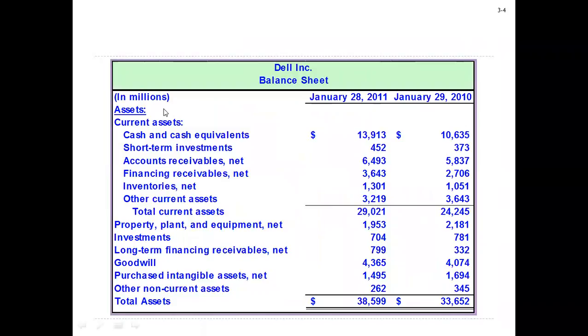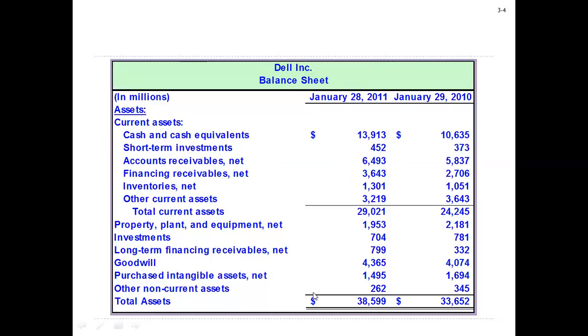So notice that on this balance sheet, assets are shown in two separate groups. Current assets. Current assets are generally, as we'll see in the next slide, considered to be those things that will be converted to cash or used up within a year. And then you list your long-term or non-current assets. Again, those assets that will last longer than a year.